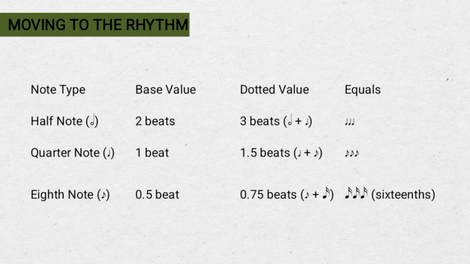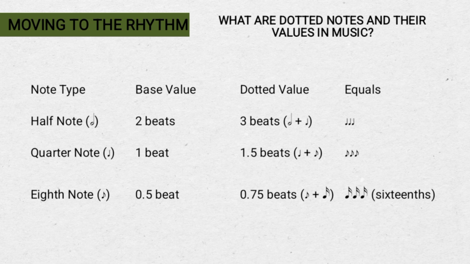Okay, so this is the summary of the illustration below. Note type: half note, quarter note, eighth note. The half note has 2 beats, the quarter note 1 beat, and the eighth note 0.5 beat. With the dot, the half note becomes 3 beats because 2 plus 1 is 3, then 1.5, and 0.75. So that is the symbol. So that is all our lesson for today.